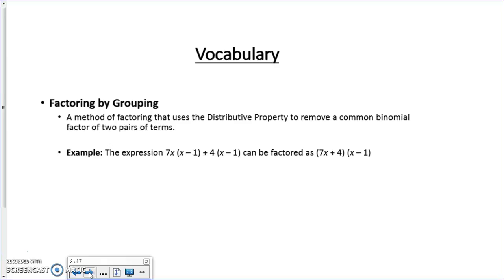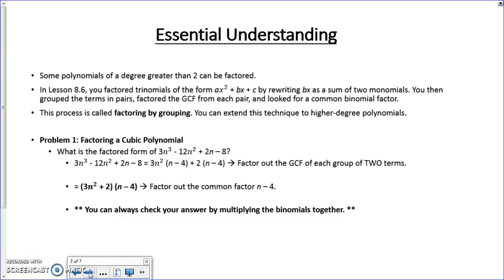For example, the expression 7x times x minus 1 plus 4 times x minus 1 can be factored as 7x plus 4 times x minus 1. Some polynomials of a degree greater than 2 can be factored.